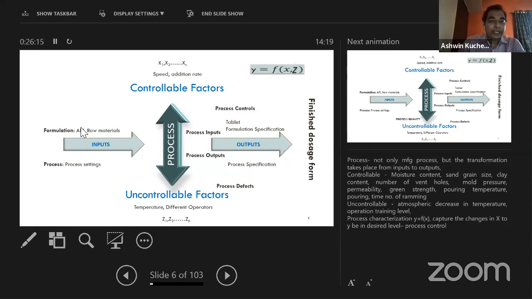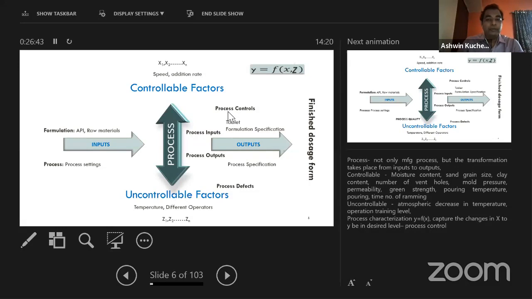Along with these controllable formulation factors, we also have to consider the process factors. The process factors can be process controls, process inputs, process outputs, and process defects. If I am using a wet granulation method to prepare a dosage form, I will be using an RMG, rapid mixing granulator. That rapid mixing granulator will have different parameters, like kneading time and binder addition time.